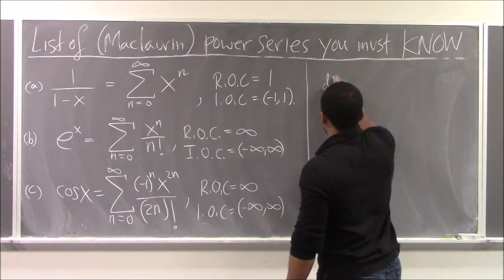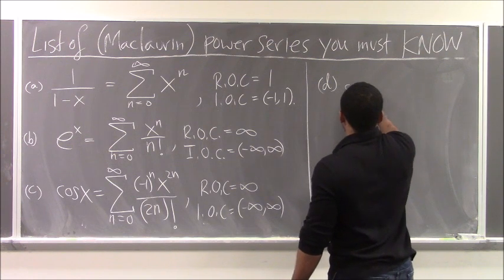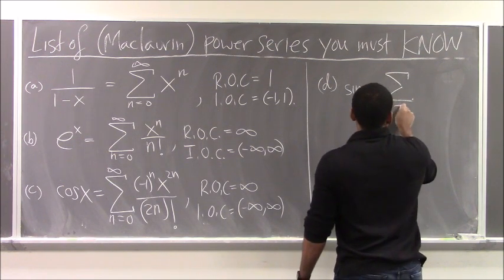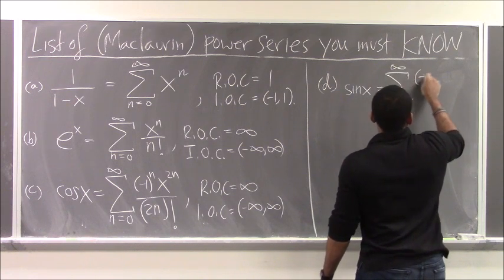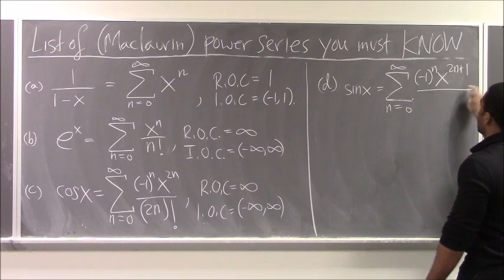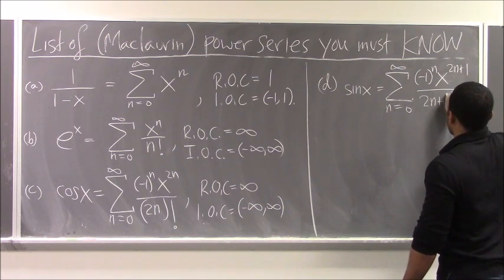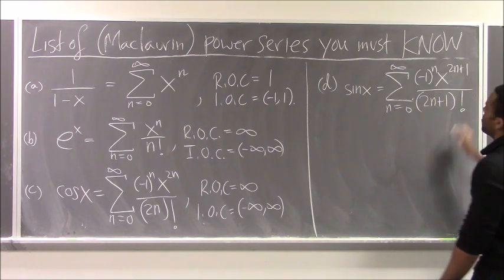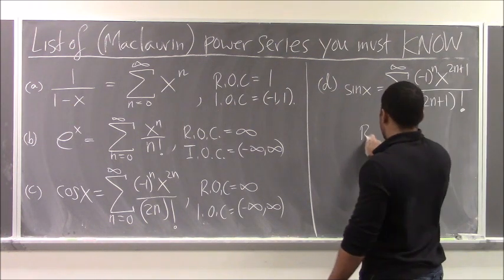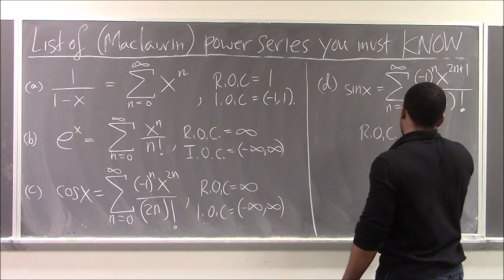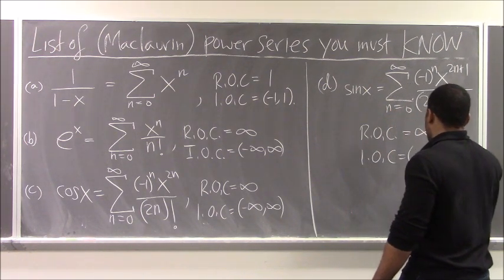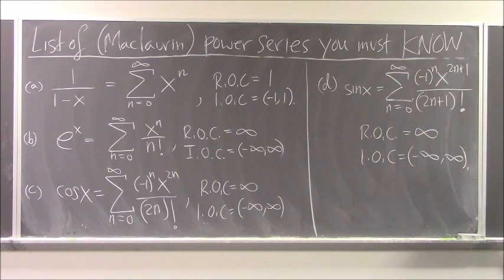We then have the sine function. This we can think of as the series n goes from 0 to infinity, -1 to the n, x to the 2n plus 1, divided by 2n plus 1 factorial. This guy has radius of convergence infinity, and interval of convergence -infinity to infinity.